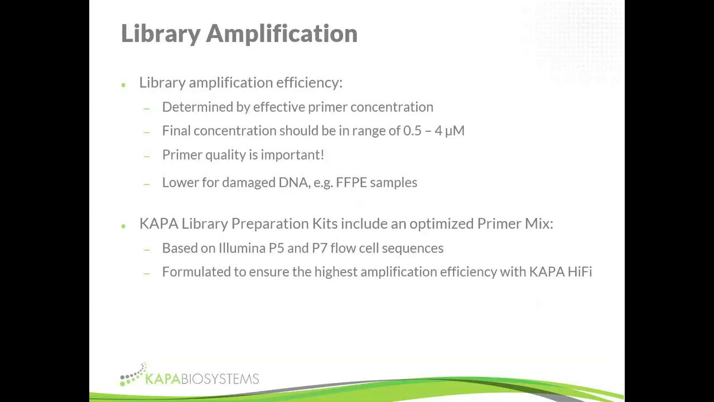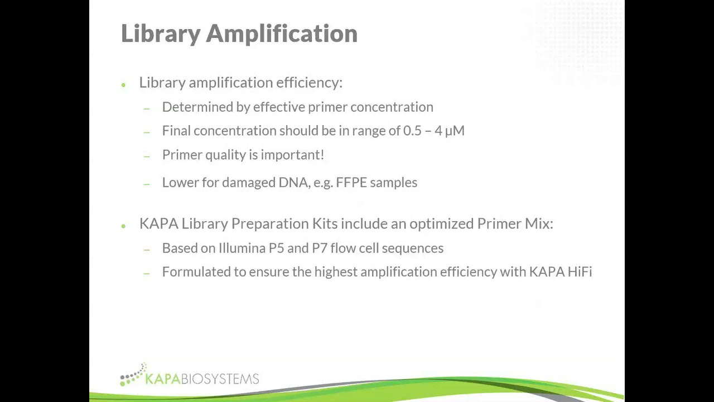The Kapa libraries: all our library preparation kits are now available with an optimized primer mix. These are based on the Illumina P5 and P7 flow cell sequences, the ones right at the end of the adapter. So it can only be used for libraries once they have a full-length adapter sequence, either ligated from the beginning or constituted by PCR. And we've just formulated that to make it easier for you. If you're using a standard full-length adapter, then the primer mix is included in the kit. The way it's formulated and the concentration ensures that you're not going to run out of primer and have the highest possible amplification efficiency.